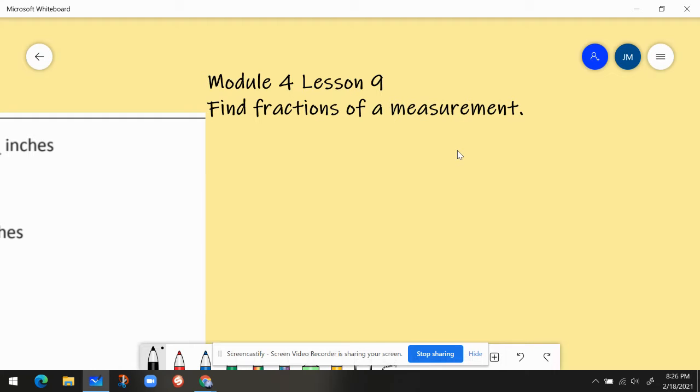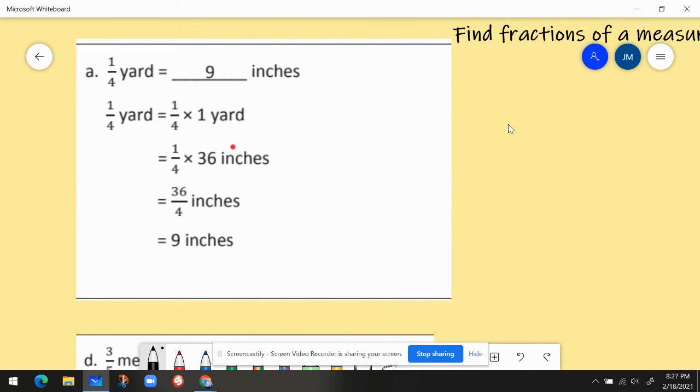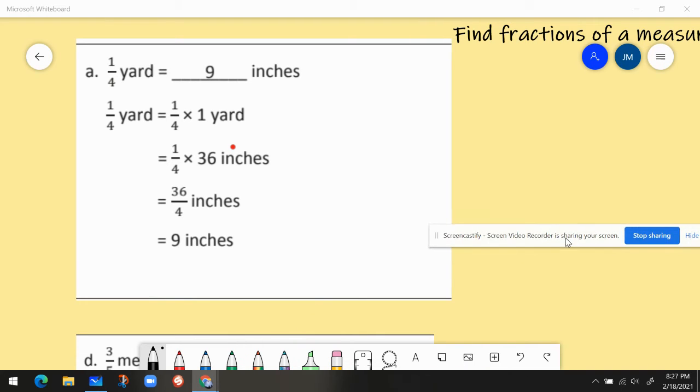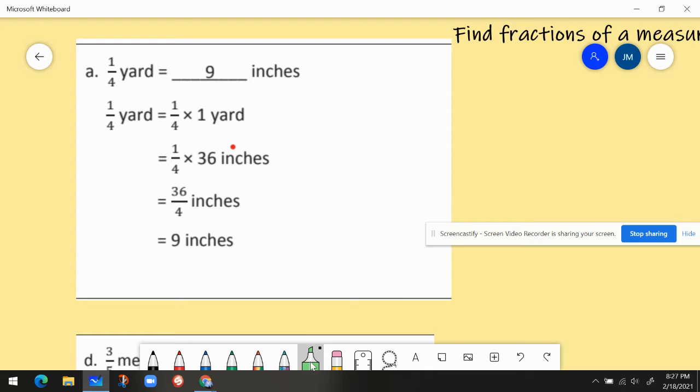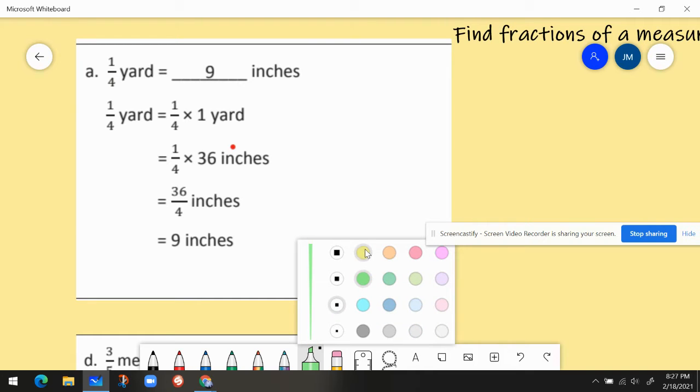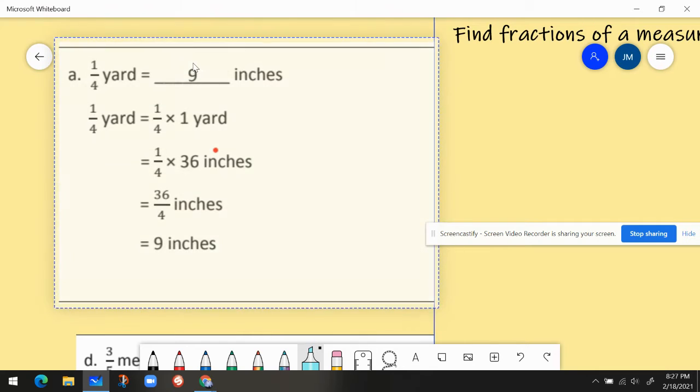Find fractions of a measurement. Let's start with a problem that's already solved. Here's the beautiful thing about this: you have the power to analyze things when it's been done for you already. So let's look at this problem. We have 1/4 of a yard that equals 9.